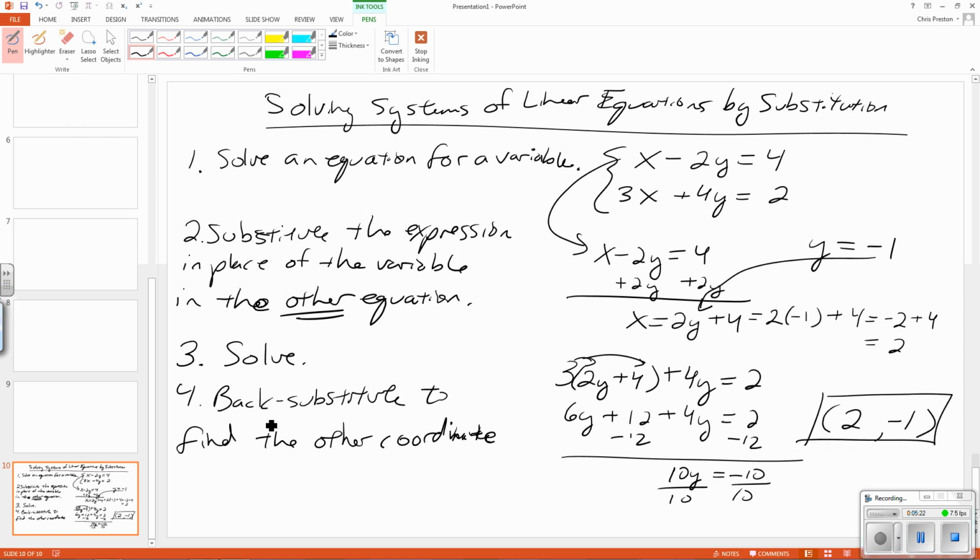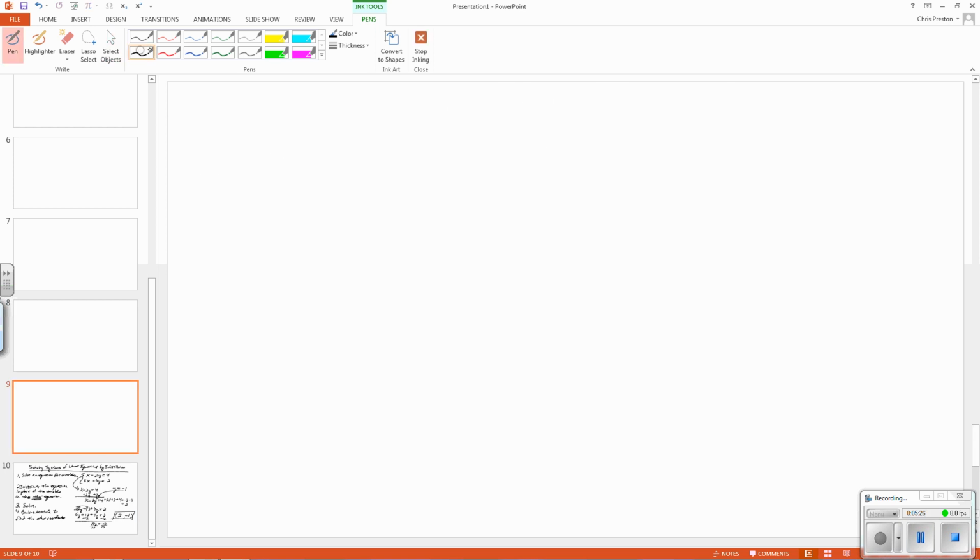Let's do another one of these with a slightly more complicated system. Let's go with something like negative 2x plus 7y equals 9, and 3x plus 2y equals negative 1. So I have this system.